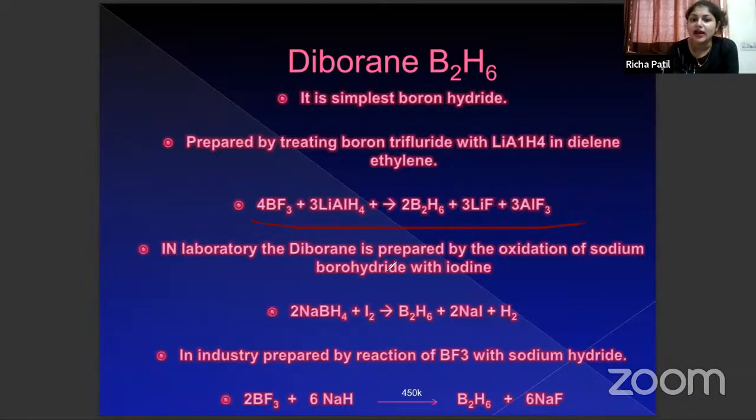In the laboratory, diborane is prepared by oxidation of sodium borohydride with iodine. So in the laboratory you can prepare your diborane with this particular reaction, and in industry it is prepared by the reaction of BF3, boron trifluoride, with sodium hydride. So this is how you prepare diborane in industry. These are the various preparations of diborane.